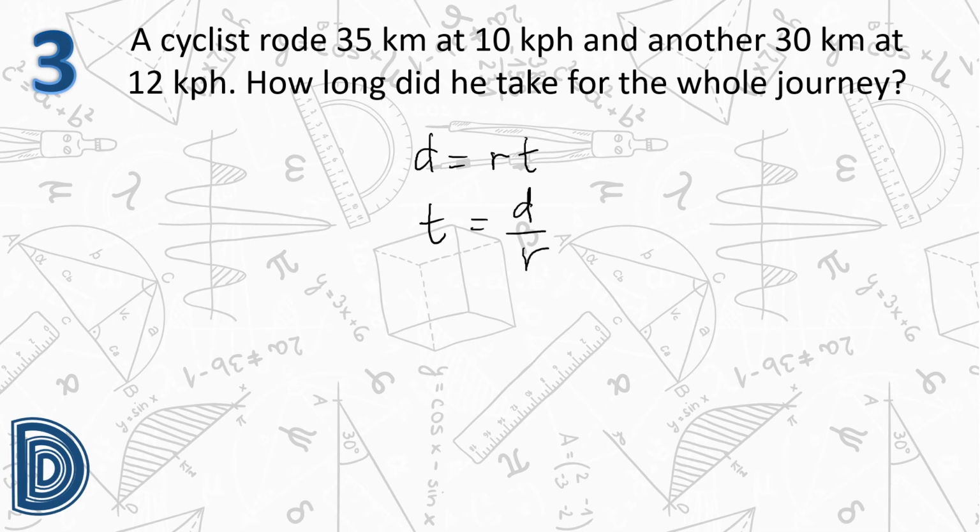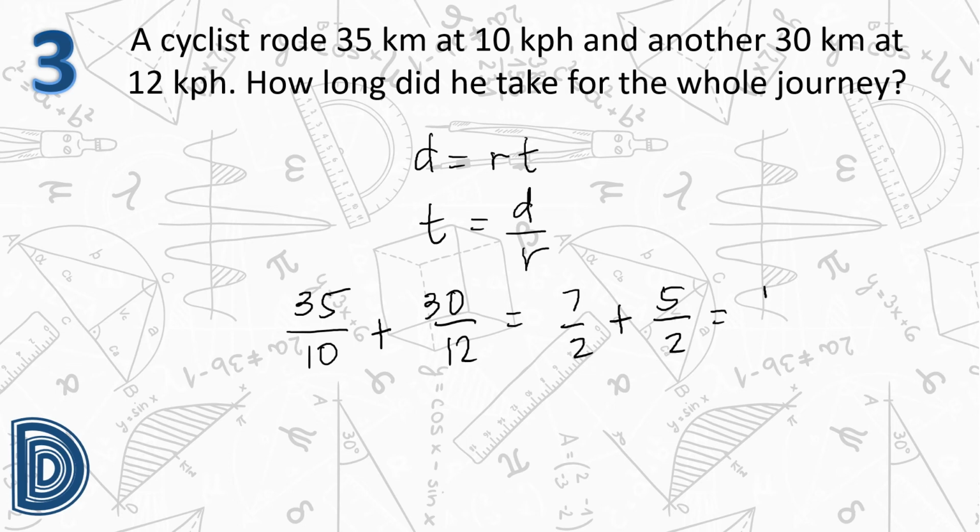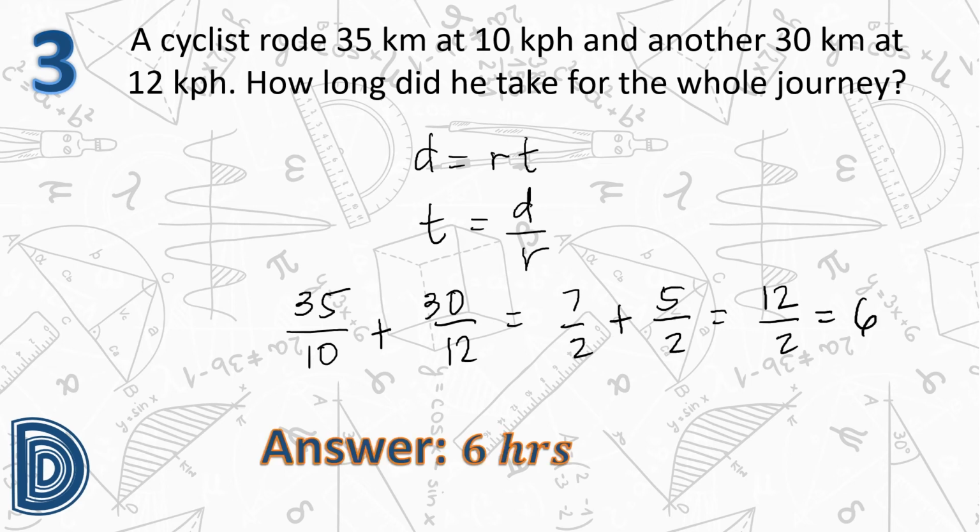Hence, the cyclist rode 35 kilometers at 10 kilometers per hour, so that will be 35 over 10. That is the time the cyclist traveled for the first part, and then for the second part he traveled 30 kilometers at 12 kilometers per hour, so that will be 30 over 12. Hence we have 35 over 10 is 7 over 2, 30 over 12 is 5 over 2, then we have 12 over 2, that is equal to 6. The total time is 6 hours.